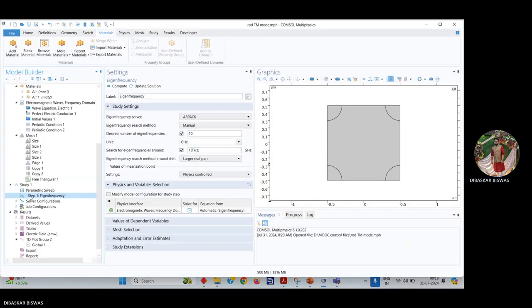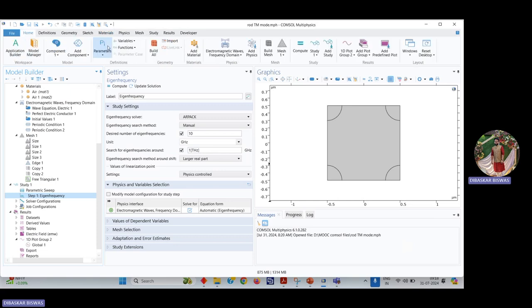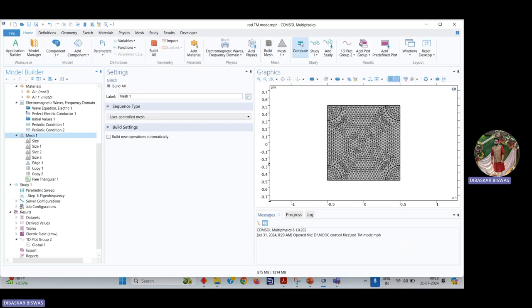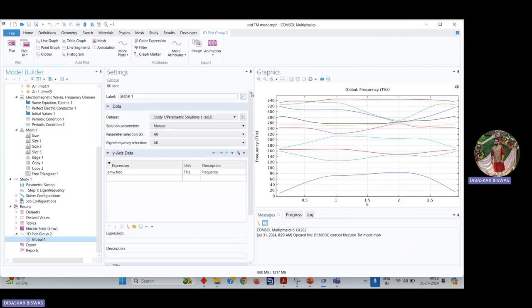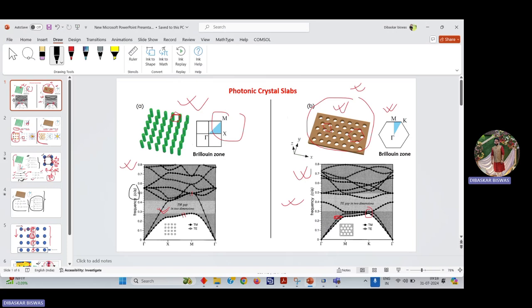Okay. And then you click build all, then build mesh, and hit compute. So you get this kind of band structure. So this is for the TM mode. Okay, so for the TM mode, you see this is the first band, and the second and third bands are actually meeting here. So if you go to this structure again, see, for the TM mode, this is the first band, and the second and third bands meet here. So this is the TM gap. So that's how you calculate the band diagram.